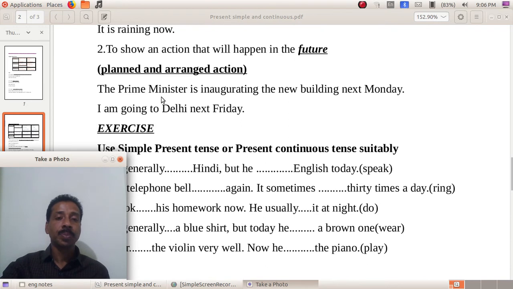Then present continuous can also be used to show a future action. Then it is to show that it's a planned and arranged action. We learned that if it is simple present, that action is a planned action, solely planned, no arrangements have been completed. But if it is present continuous to show futurity, that is to show that it's a planned and arranged action. The Prime Minister is inaugurating the new building next Monday. I am going to Delhi next Friday.